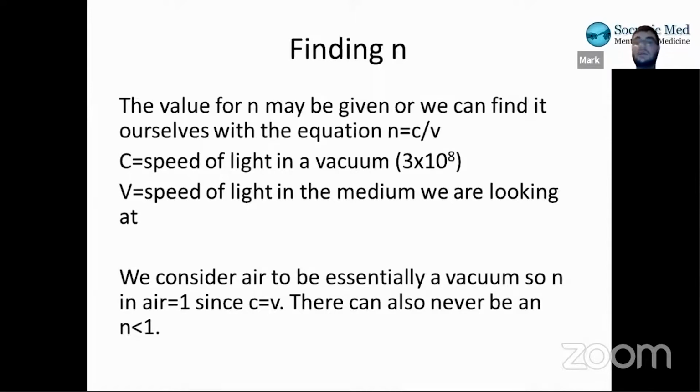You can also see that there can never be an N value less than 1. If you're looking at C over V and you had an N value less than 1, that means V is higher than C. That means light is faster in that medium than it is in a vacuum, which is not possible. Light is always fastest in a vacuum. So you can never have an N value less than 1. If you did a calculation and it's less than 1, you know you did something wrong and you should redo it. We consider air to be essentially a vacuum. So N in air is also 1 since C and V are the same, right?